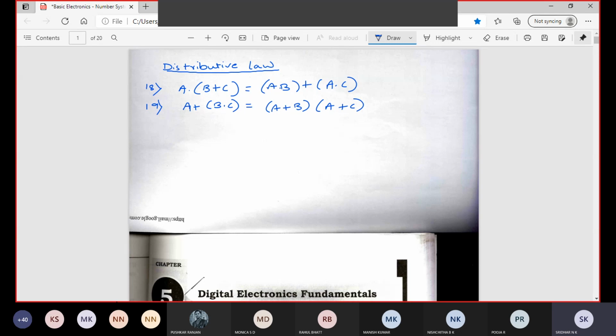We'll prove this. I know many of you will have doubt on this. Let me prove this. So take the RHS for this 19th law. I'm proving that, because anyhow everyone understands how we got the first one, but many of you have not got this one. So what is LHS? LHS is equal to A plus B dot C. Correct? This is LHS.